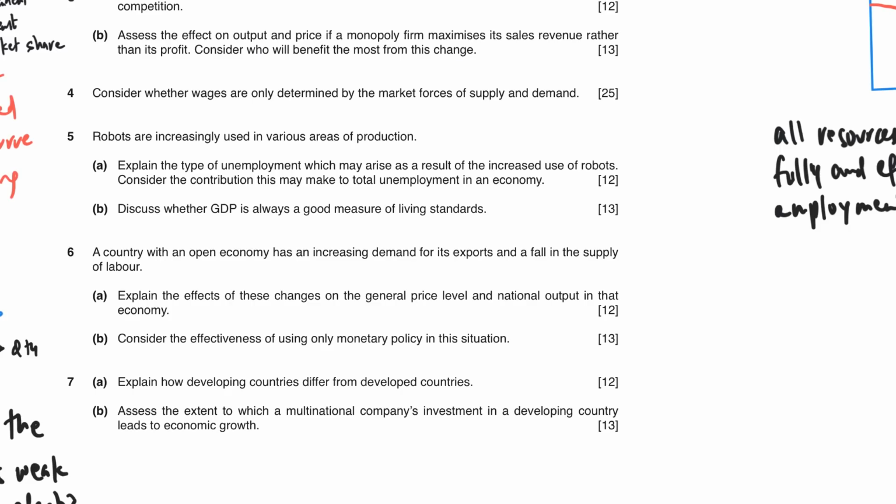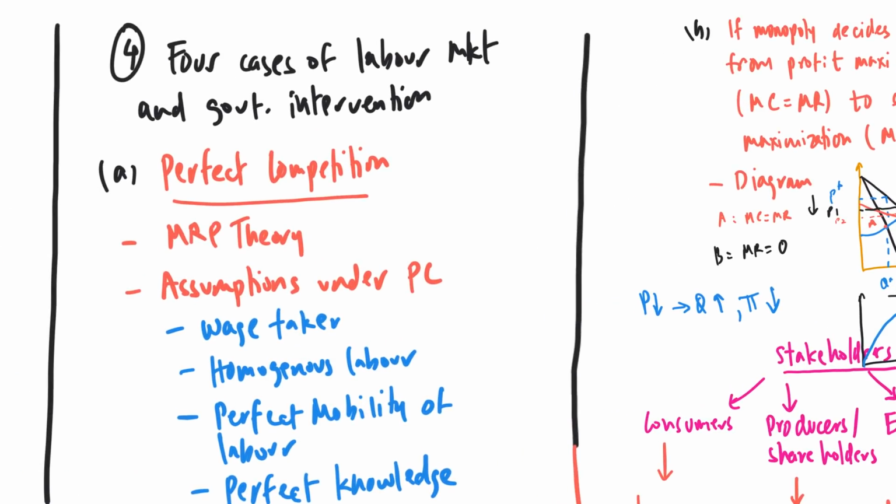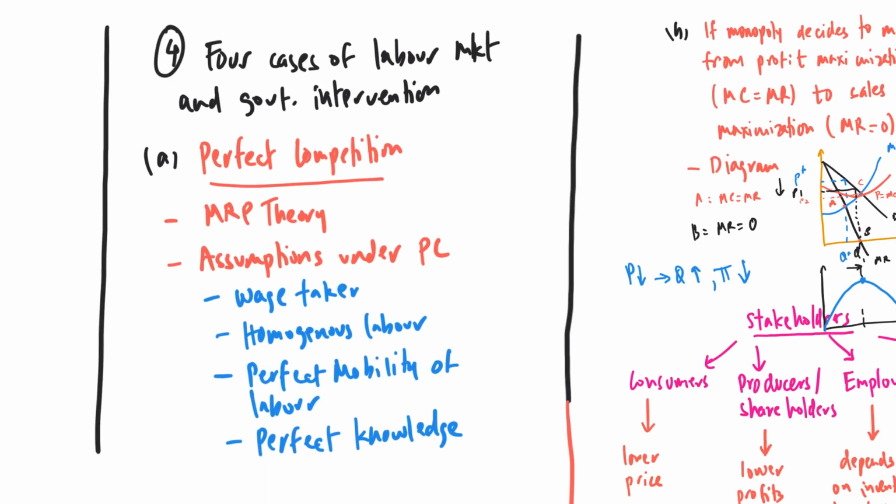Then comes number 4, which is consider whether wages are only determined by the market forces, demand and supply. So this is a great question about what we call the labor market, which I feel everyone should be preparing really well. When we look at the labor market, we talk about the 4 cases of labor market, but the first thing is the market force, demand and supply, which is basically perfect competition.